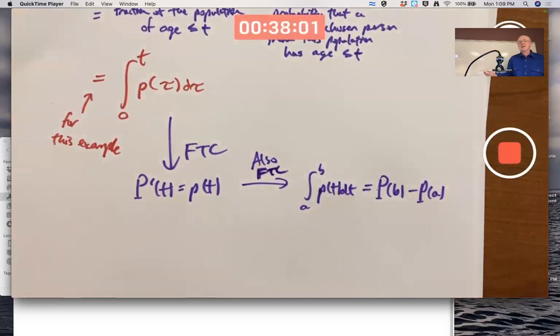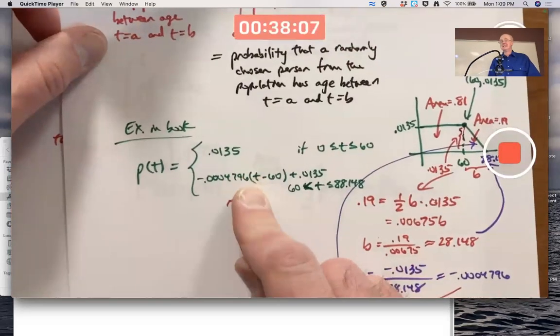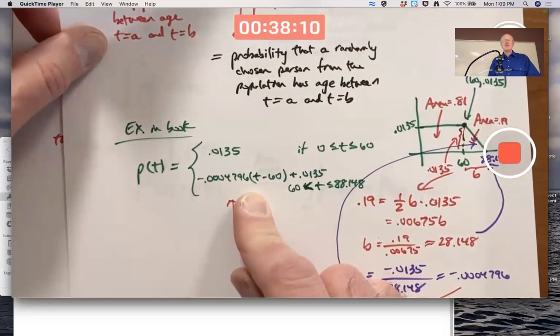What does it turn out to equal for this example? Have to integrate that. Ugh. Not so pleasant. Well, it's not terrible. Let's do it.